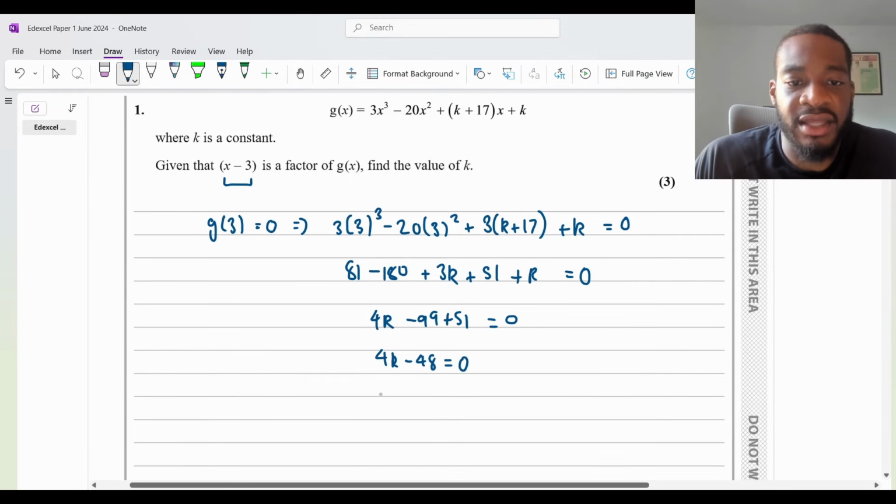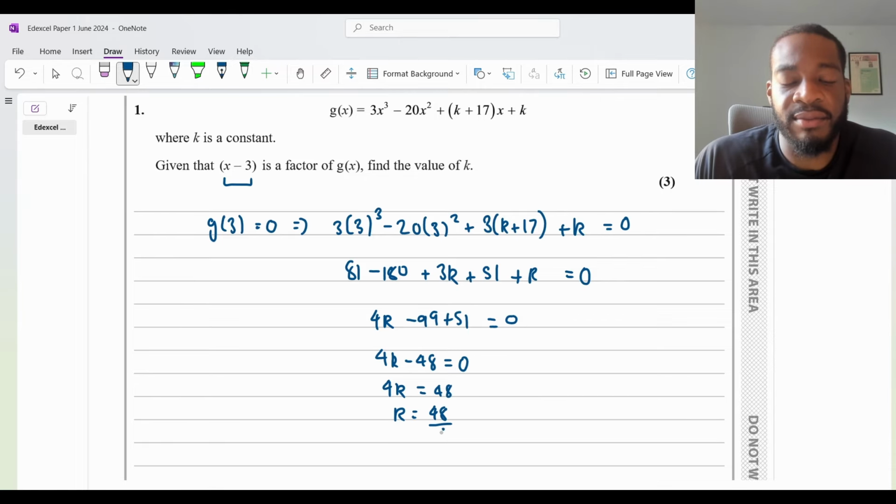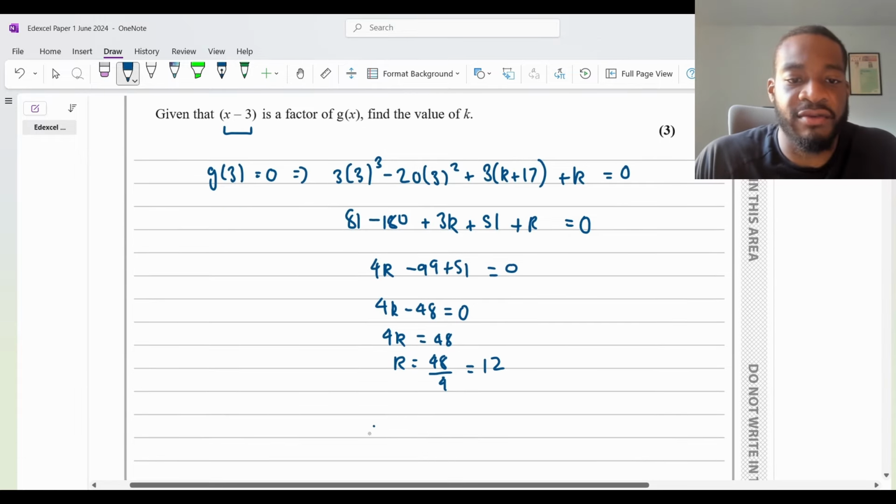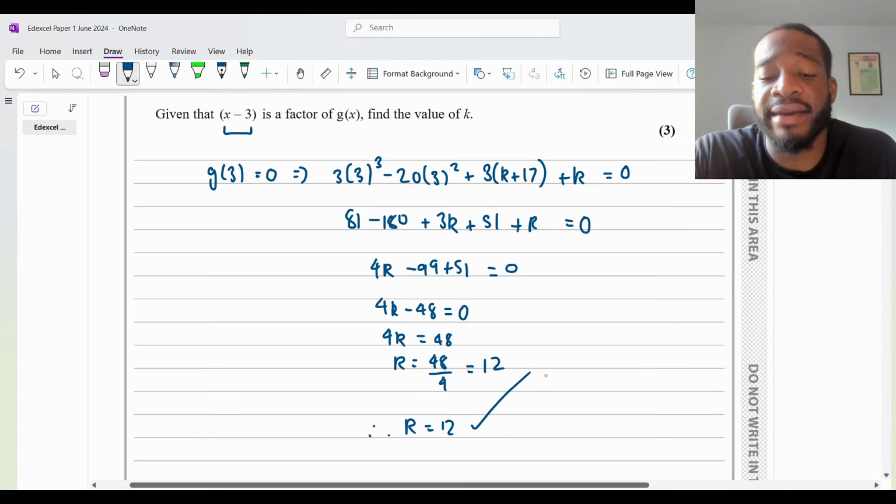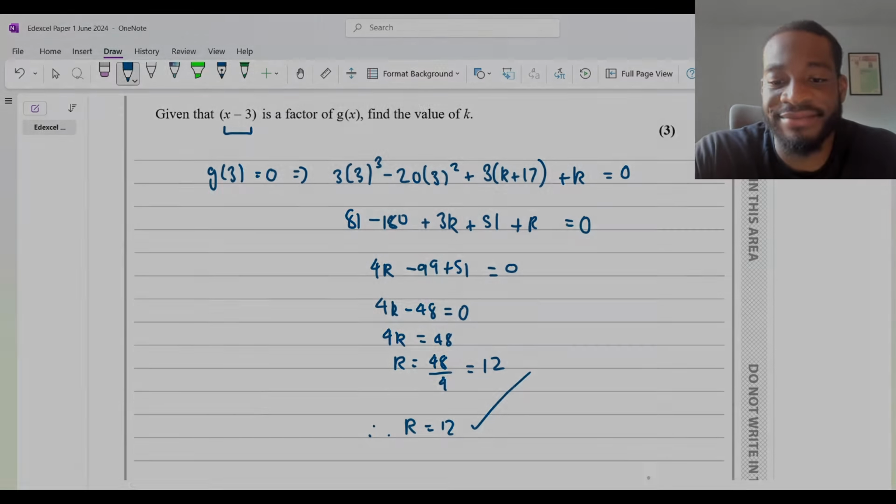So that must mean that 4k is equal to 48. So therefore k is equal to 48 divided by 4. Half it twice, k must be equal to 12. So therefore k is equal to 12. And that is it for this question one.